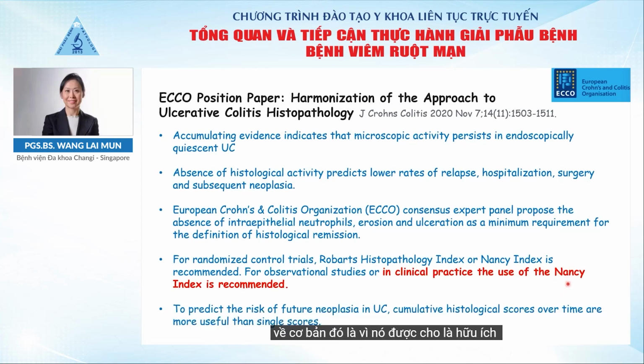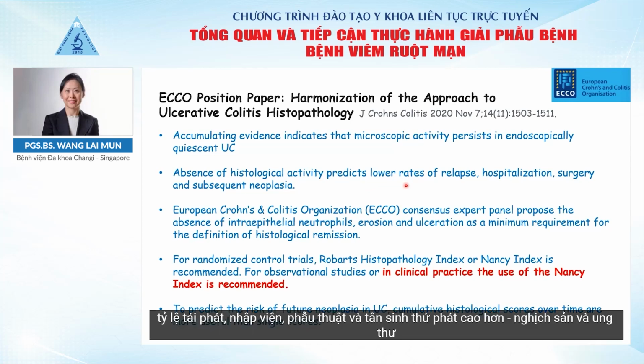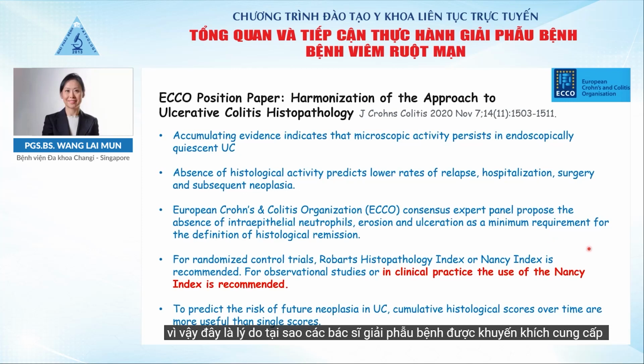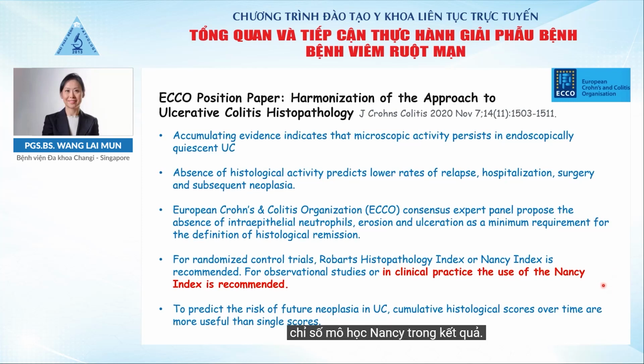So that's essentially it. It's because it's been found to be useful for the clinician. It's been found to predict lower rates of relapse, hospitalization, surgery, and subsequent neoplasia, which is dysplasia and cancer. So this is why it's been encouraged for pathologists to give the Nancy histological index information and include that in our report.